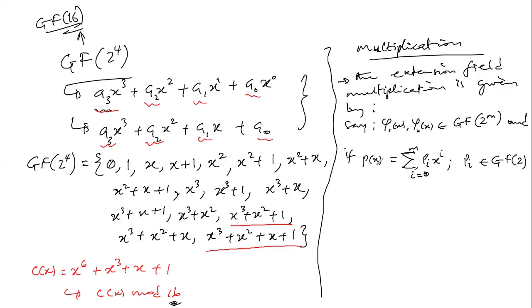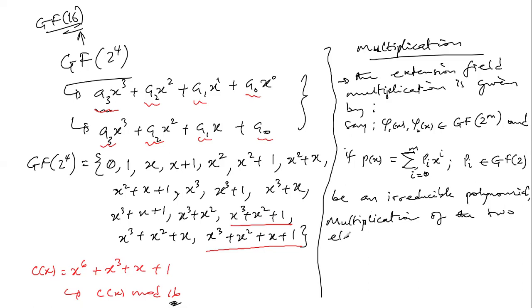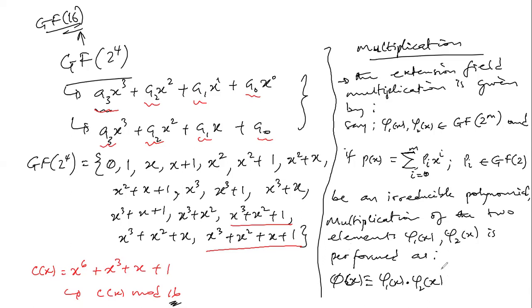So if this P of x is an irreducible polynomial, now multiplication of the two elements P1 of x, P2 of x is performed as phi of x, which is then equivalent to P1 of x dot P2 of x mod P of x, just what I mentioned earlier, right? Is that clear?